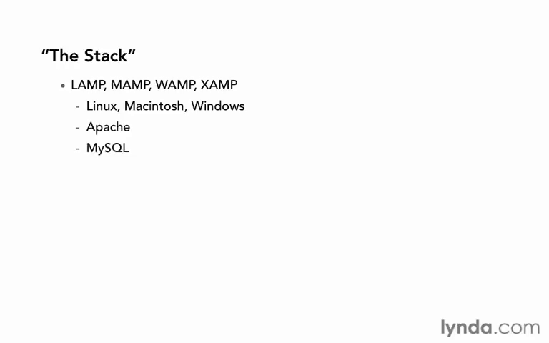Now, I just told you that you can use any combination of platform, web server, and database, but I want to go ahead and tell you about the most common combinations, those combinations we refer to as the stack. And the different stacks that are most popular are referred to as LAMP, MAMP, WAMP, and XAMPP. For LAMP, it stands for Linux, Apache, MySQL, and PHP. And then for the M, it stands for Macintosh, the W in WAMP is for Windows, and the X is for all three of those. It's sort of a wild card that could be L, M, or W.